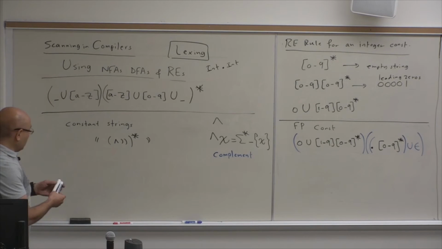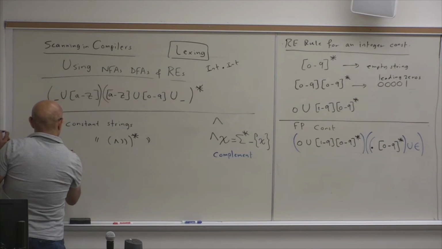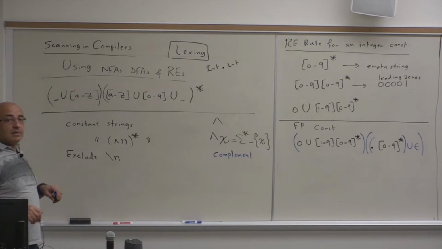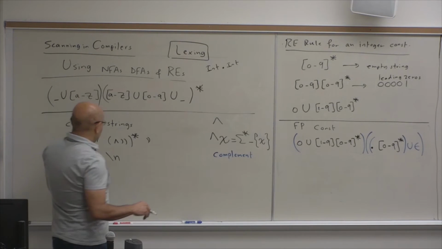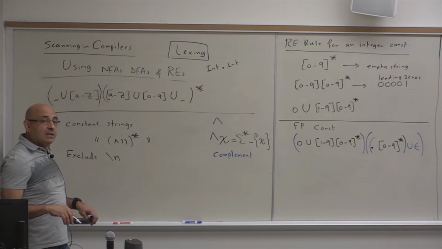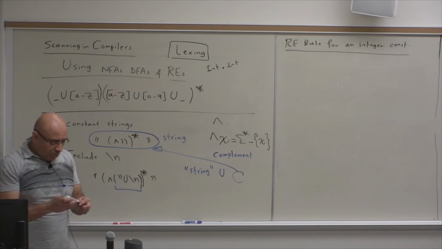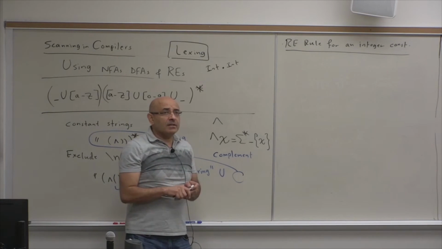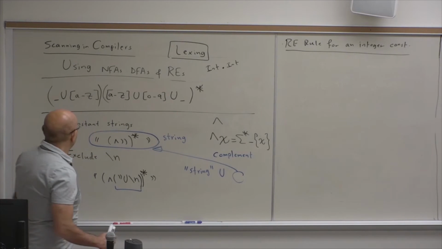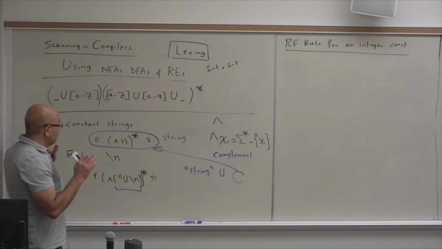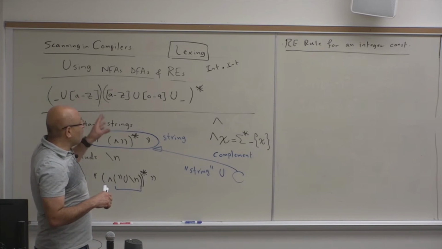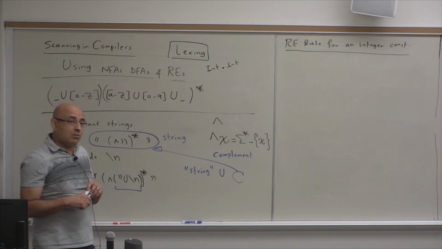Now, what if we would like to exclude the new line? Because sometimes we don't want the new line operator to appear in the string. Now, how does this work? In a compiler, you write a regular expression, but you need to generate an actual program that will recognize these different tokens or words.